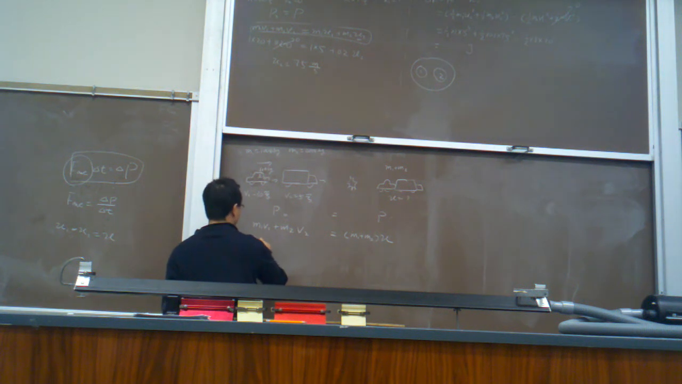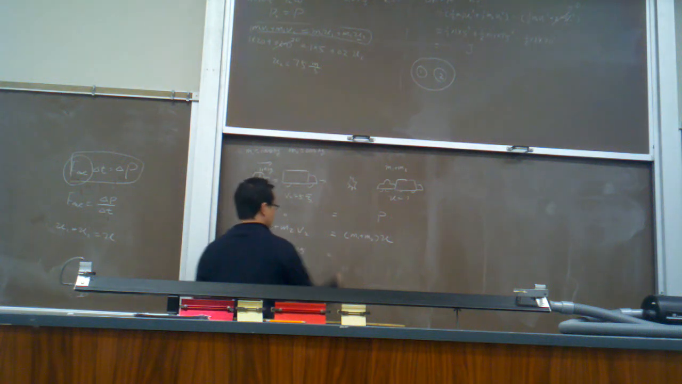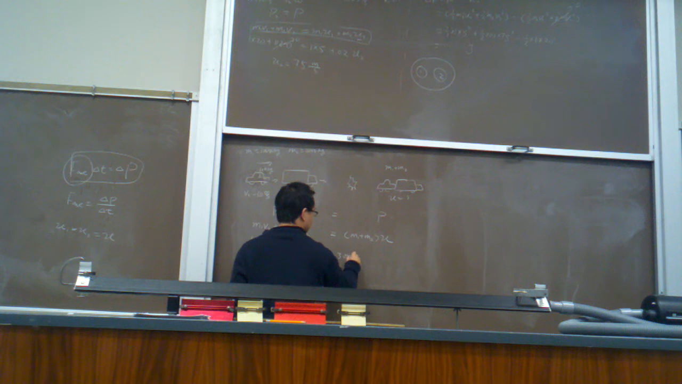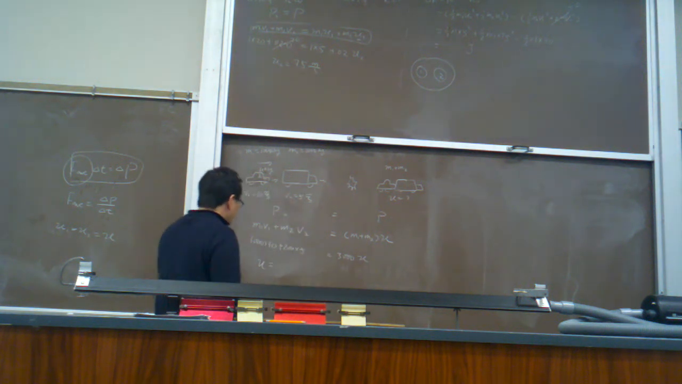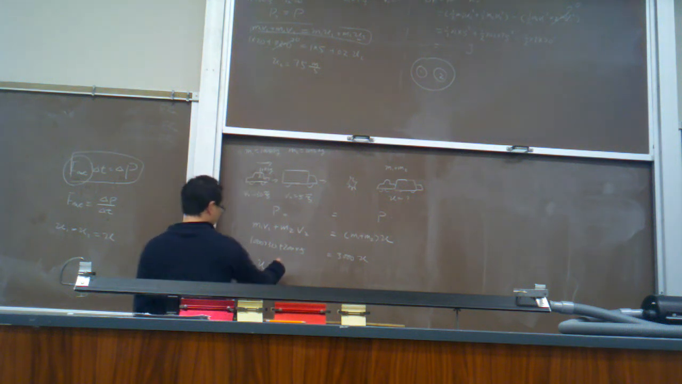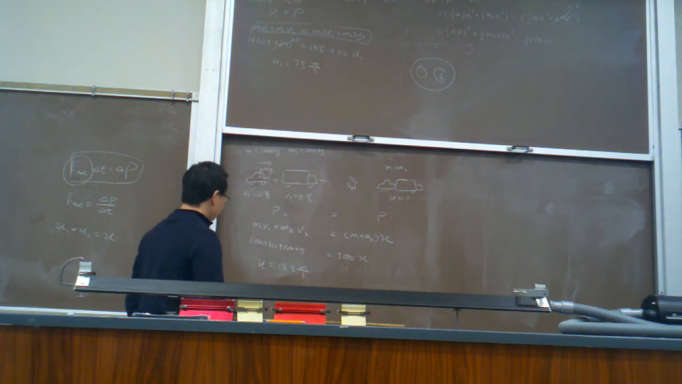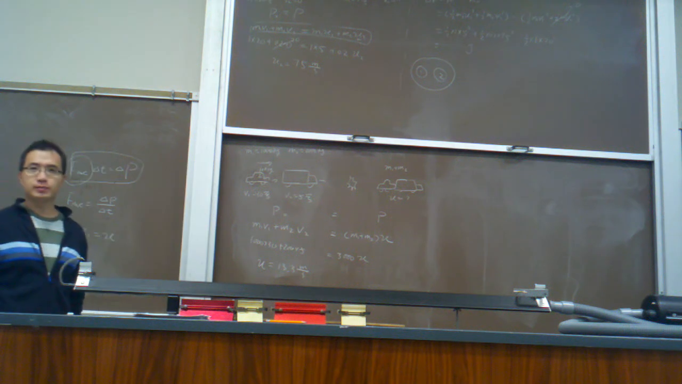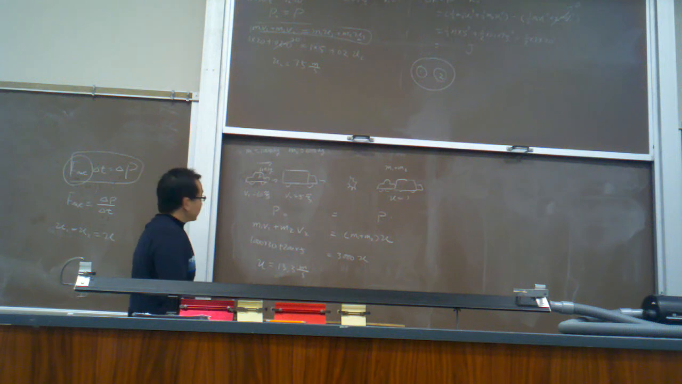M1 is 1,000 times 30, plus 2,000 times 5, equals 3,000 multiplied by u. You can check that u equals, what's the final velocity? Okay. 13.3 meters per second. So that's the final velocity.